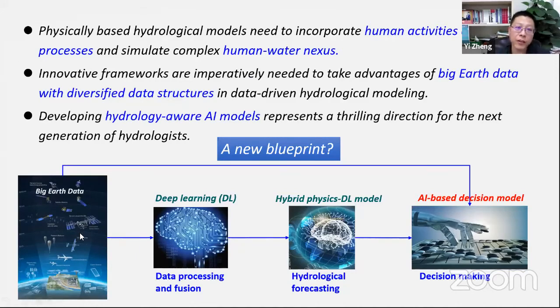Hydrological modeling may start with big Earth data, and we may use deep learning to process data and fuse different structures and different sources of big data. Then the processed data can be fed into a hybrid physics DL model to do hydrological forecasting. Based on the forecasting, we can do AI-based decision making. And of course, for making this decision, we may also need big Earth data.